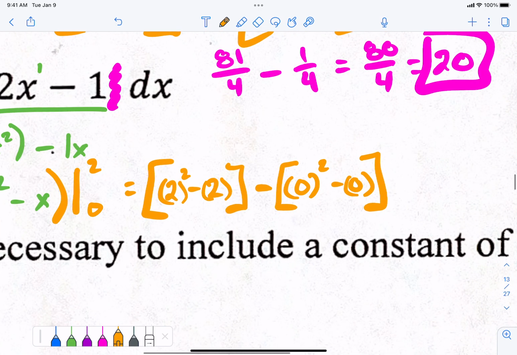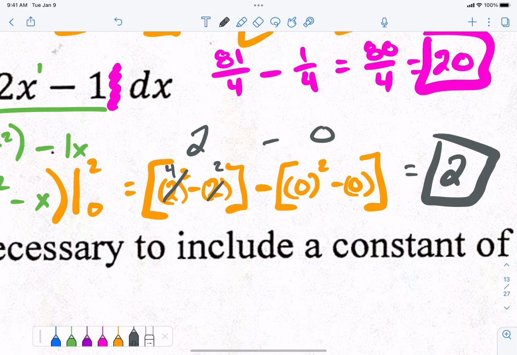What does the absolute value do with it? Just like when you get done, it just has to be positive? I'll show you, hold on. 2 squared minus 2, this is 4 minus 2, which is 2, minus 0. This guy has an area of 2.